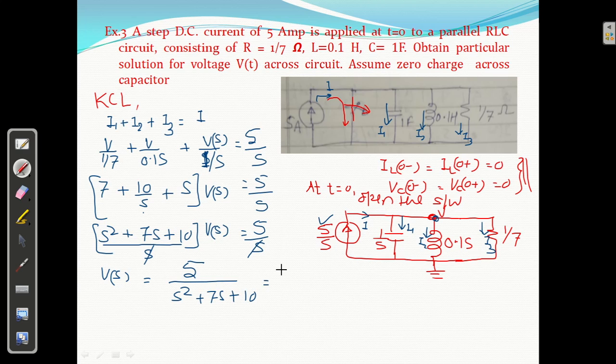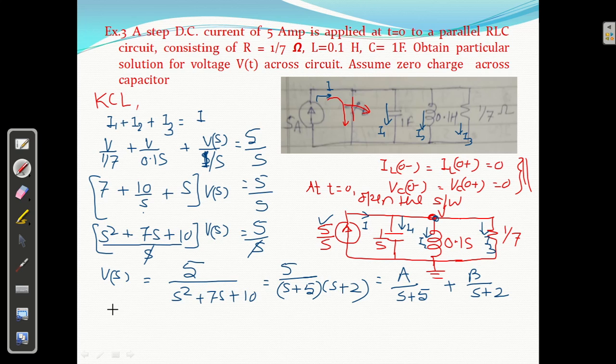So you will get two roots, 5 upon S plus 5, S plus 2. We know two roots are there. Their multiplication is 10, 5 into 2 is 10, and their sum 5 plus 2 is 7. Okay, so in place of that I can write A upon S plus 5 plus B upon S plus 2. Because both roots are different, by the partial fraction method you can write A upon this plus B upon S plus 2.